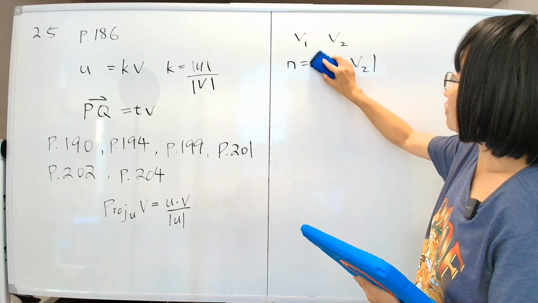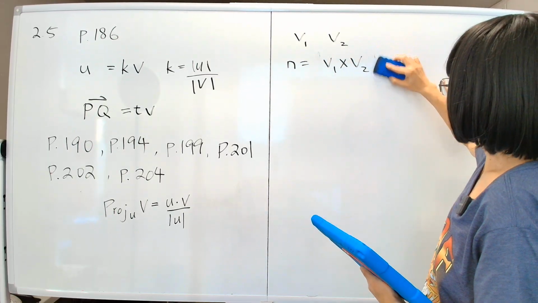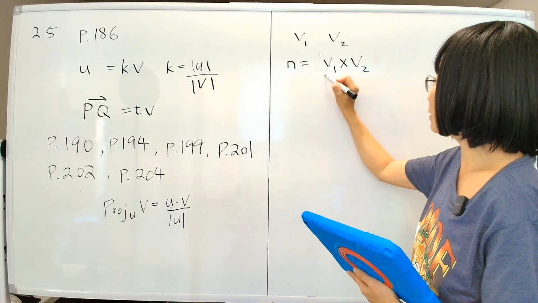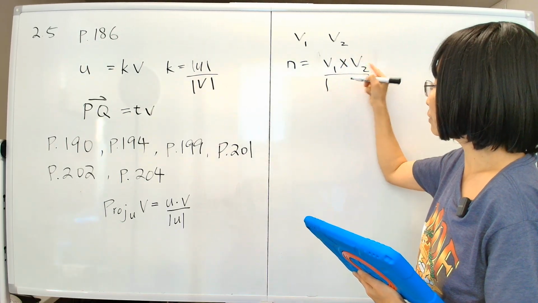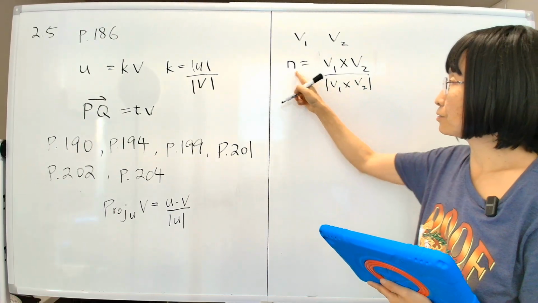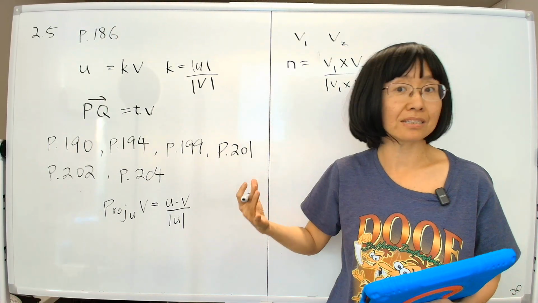You do the cross product, that gives you the normal vector. Okay, and then we'll make our normal vector unit length by dividing by the magnitude of whatever this cross product is, just for convenience. So now our normal vector is unit 1.